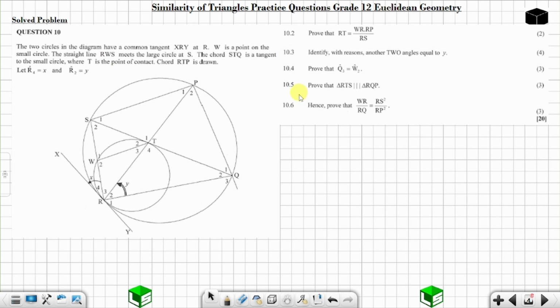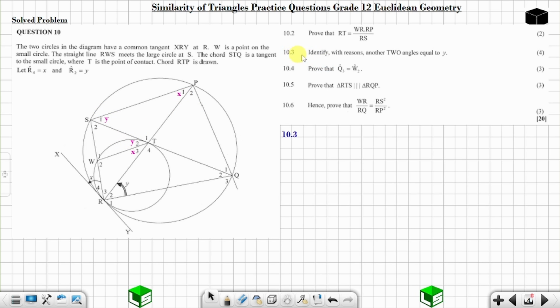Now 10.3. Identify with reasons another two angles equal to y. 4 marks. So let's get the angles that we know. We know this angle is equal to y from question 10.1. This angle is y and this angle is equal to y from question 10.1, and this angle is equal to x and this angle is equal to x from question 10.1, remember.